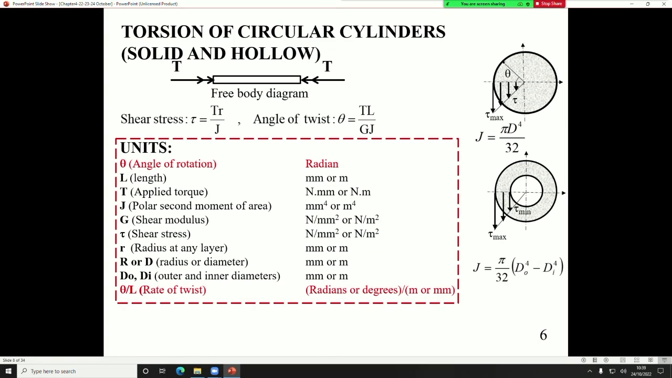usually per unit meter of the shaft or circular cylinder. So the two red ones, the highlighted ones, are new to you. The rest, I'm 100% sure you already know about them. The units of length, torque, which is Newton meter and Newton millimeter, polar second moment of area, which is 4th power of meter, and the rest you're familiar with. So these two are new to you. Any question on slide 6?